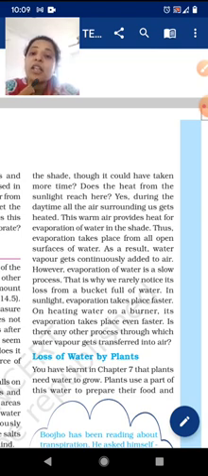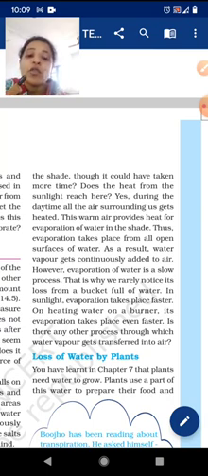See what they are telling, that as heat is present in the air in the presence of the sunlight, the heat supports the evaporation of the water in the shade. Thus the evaporation takes place from all open surfaces of water, okay. As a result, water vapors get continuously added to the air. So this is why water is continuously added to the air in the form of vapors, evaporation, okay.